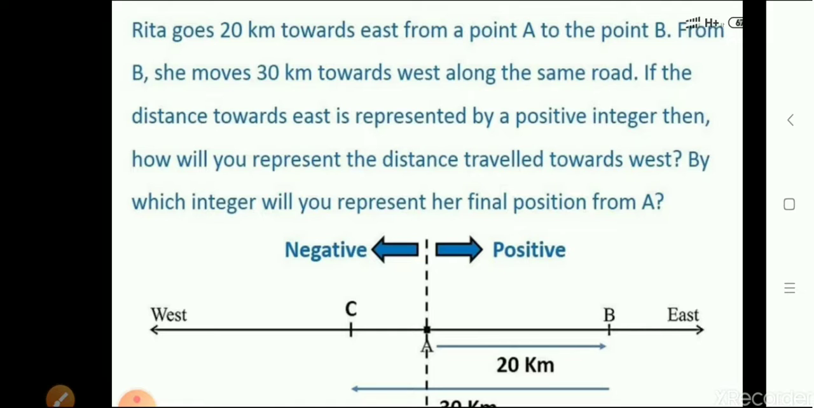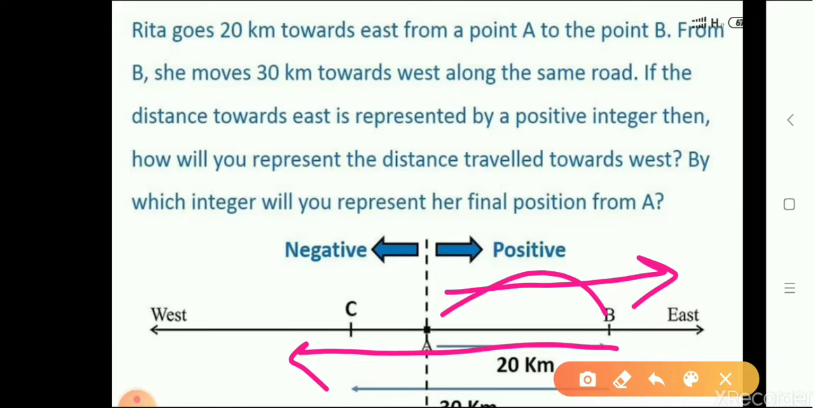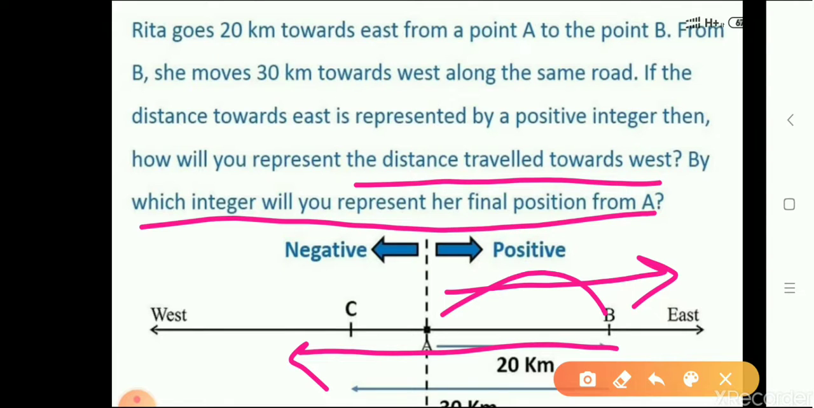So, if Rita is starting from point A and moving towards the east direction, her distances are taken as positive. From point A, she is moving 20 kilometers towards the east and reaches point B. From point B, she is moving towards the west and after 30 kilometers she stops. So we have to find out by which integer we will represent the distance traveled towards the west and which integer will represent the final position from point A. Okay, so let us do it.